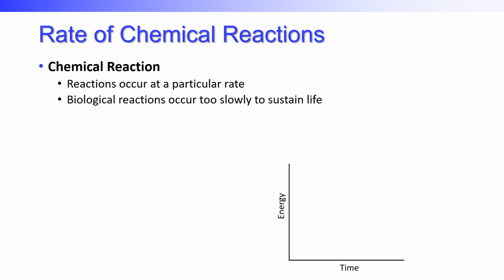So chemical reactions occur at particular rates. Now, there's an interesting thing in the body, and that is most biological reactions occur too slowly to sustain life. So it's great that we have all these chemical reactions, but without some assistance, these reactions would occur too slowly and we would actually die. So how has Mother Nature come up with a way to deal with that? Well, she has created something known as a catalyst.